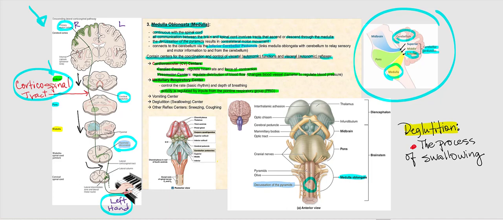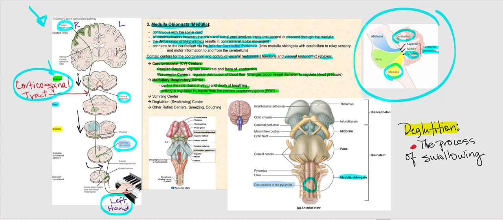In other words, how many breaths do we take in a minute? It will also control the depth of our breathing. Do we take a deep breath or do we take a shallow breath? This is all part of these respiratory centers.